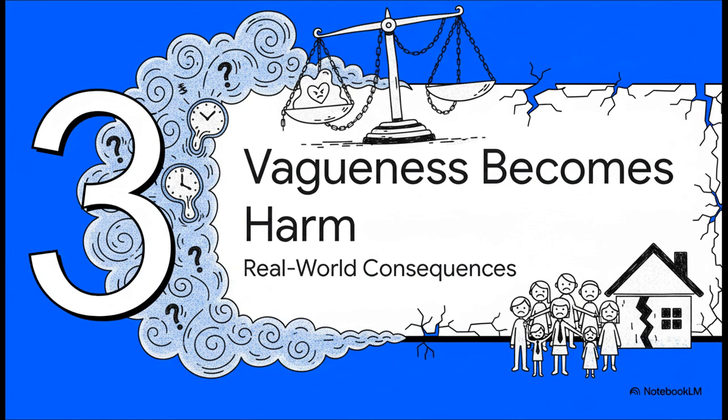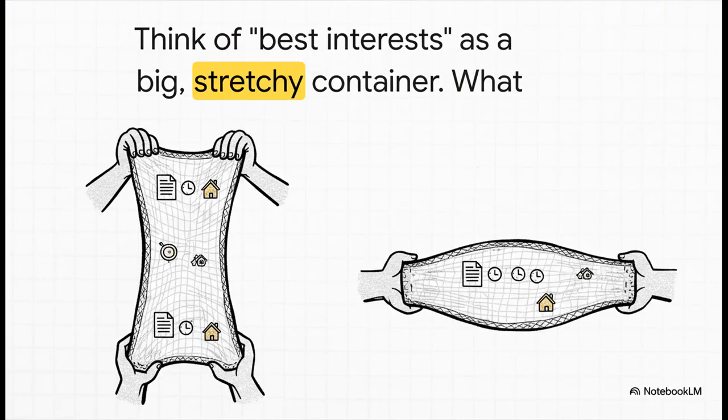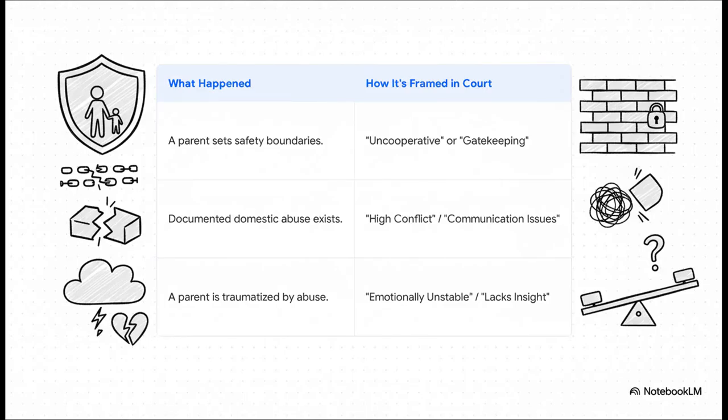Okay, so this vagueness, it's not just some abstract legal debate for scholars. It has very real consequences. It opens the door to real-world harm, and frankly, it lets personal biases creep in and shape these life-altering decisions. Yeah, think of it like this. Best interests is just a big, stretchy container, and what gets stuffed inside really depends on who's holding it. The facts themselves don't change, but the story you tell about them, that can change everything. So the narrative, the story, becomes way more important than the facts. Take a look. A parent who's just trying to set safety boundaries can be painted as uncooperative.